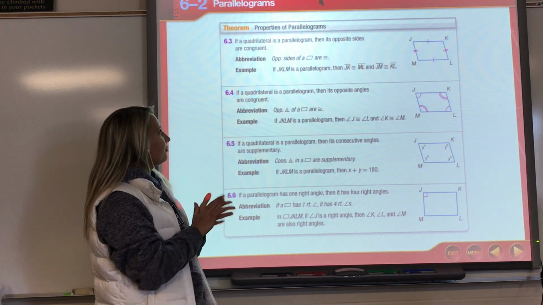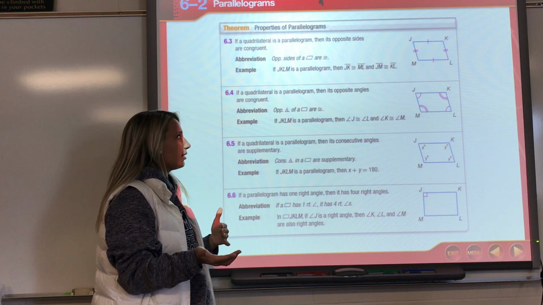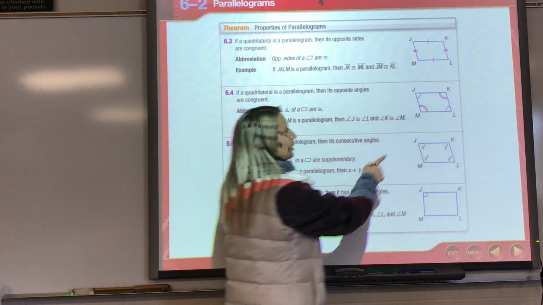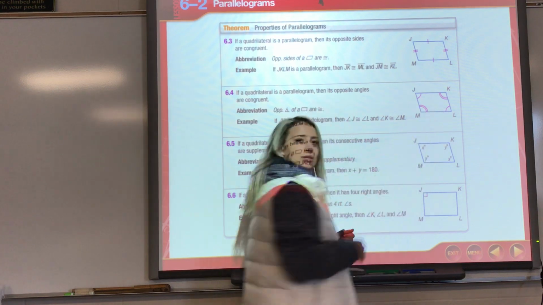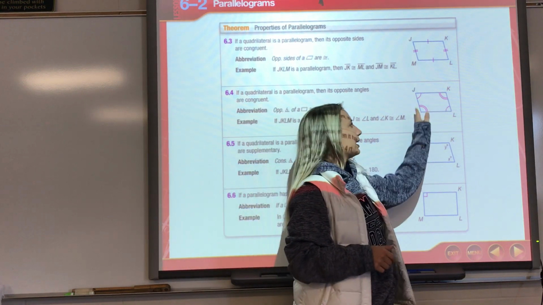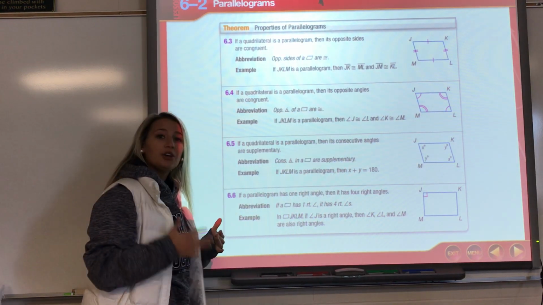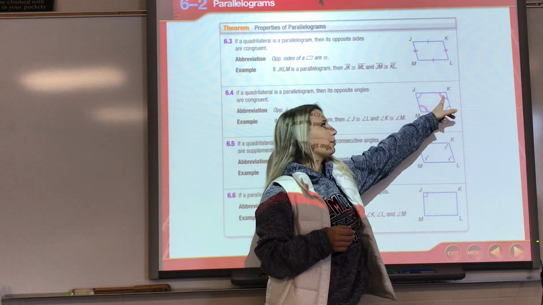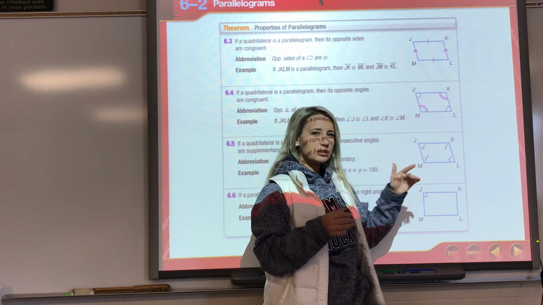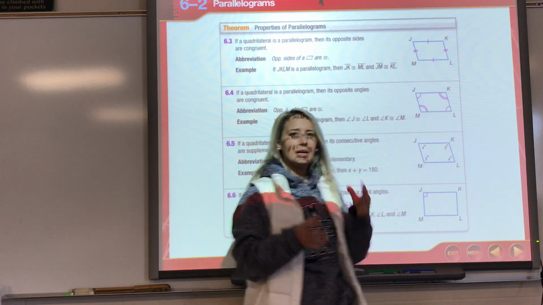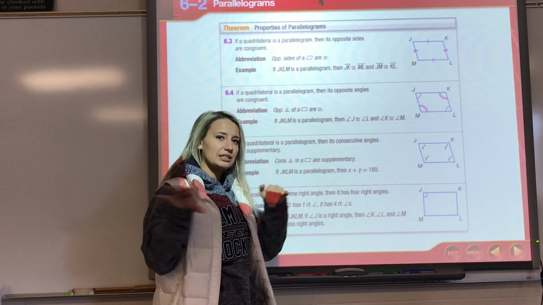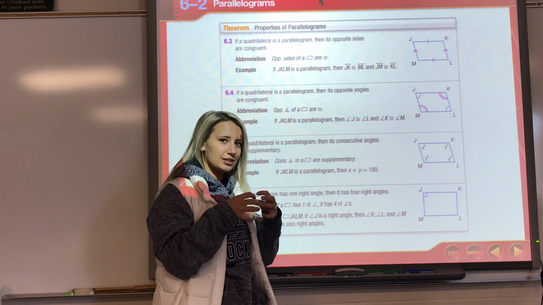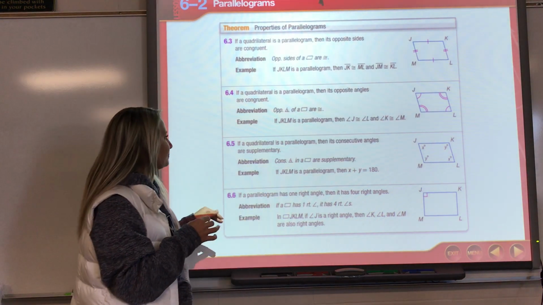6.4 says if a quadrilateral is a parallelogram, then its opposite angles are congruent. So again, we have this J and L, those angles are congruent. K and M, those angles are congruent. Notice that they're not all congruent to each other, so we have to be careful about making the double congruence marks and the single congruence marks to determine that these different pairs are congruent to each other, but the pairs aren't congruent.